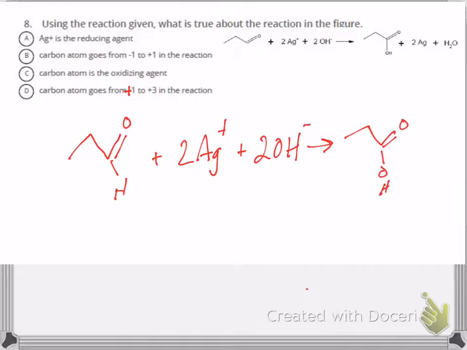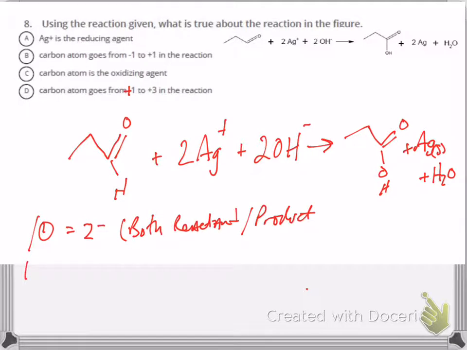Okay, so let's take a look at the chemical reaction. We're going from an aldehyde to a carboxylic acid. Silver plus is going to silver solid. So we should be able to see that this is going to be a redox. So let's do the analysis. Oxygen and hydrogen do not change signs here.